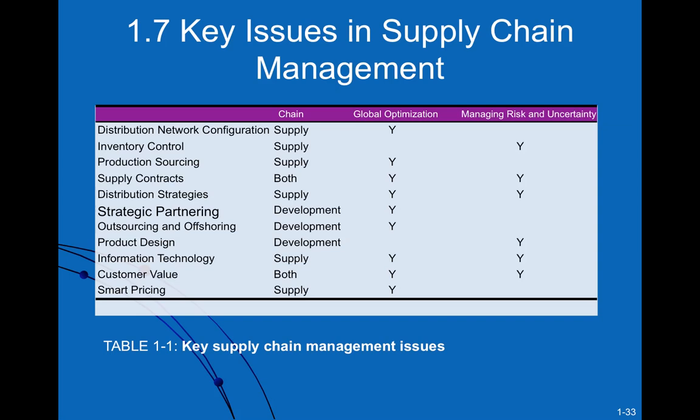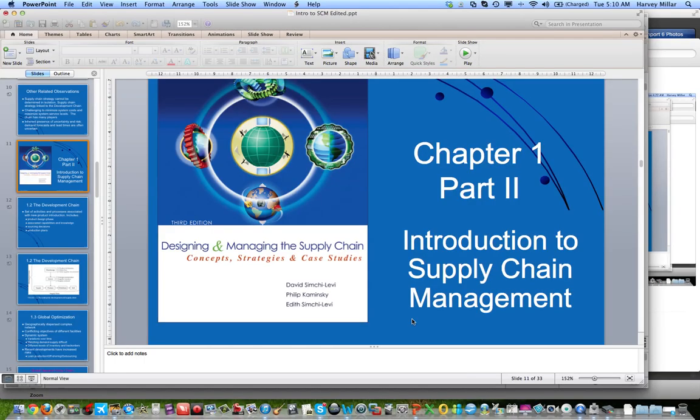Key issues in the supply chain, when we think about those: inventory control, production sourcing, supply contracts, distribution strategies, strategic partnering, outsourcing and offshoring, product design, information technology, customer value, smart pricing. These are all things that we consider when we talk about managing the supply chain. Some of them have to do with global optimization of the chain. Some of them have to do with managing risk and uncertainty, but some of these issues actually span both of these areas. So hopefully this gives you a brief introduction to supply chain management. We will continue chapter 2 when we begin to explore inventory management and risk pooling.